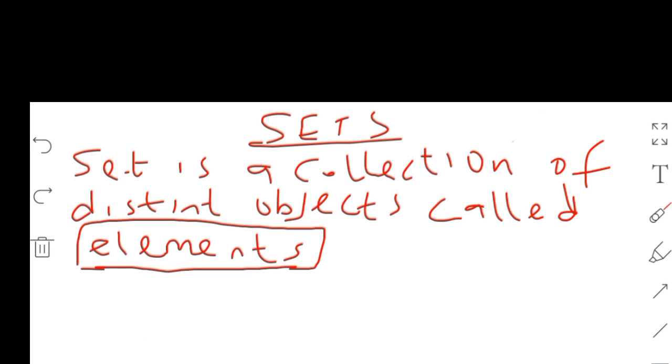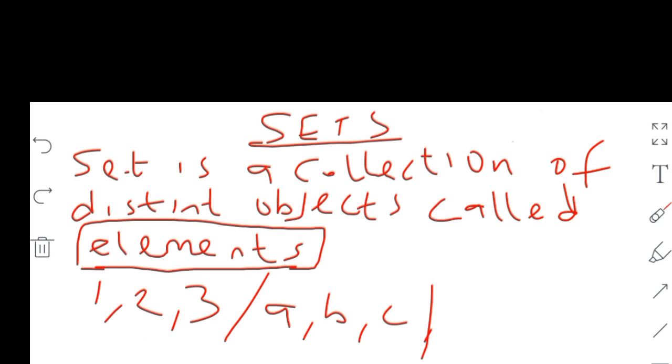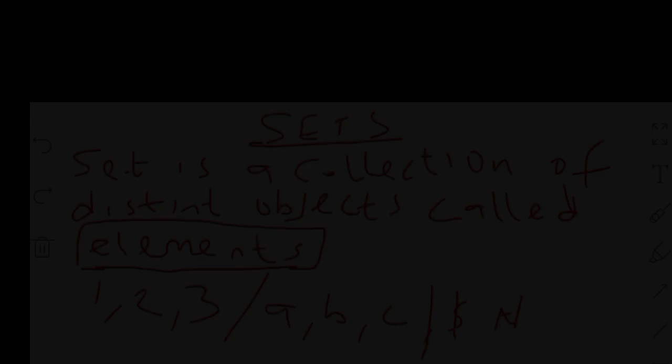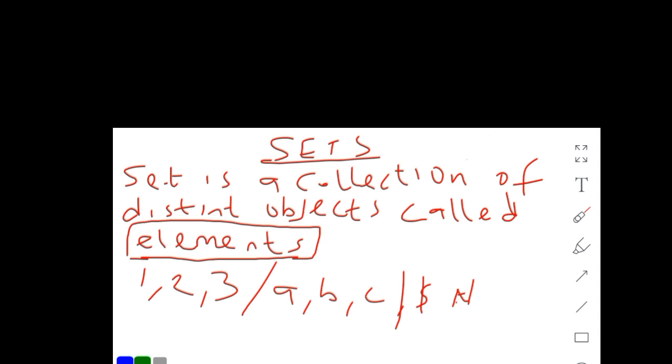Those objects can be numbers, probably 1, 2, 3, or they can be letters, probably A, B, C, or they can also be symbols. We can use symbols, probably dollar or naira sign. So they could be anything. The elements of a set are unordered. We don't care how they are arranged. So the elements, that is those objects in a set, are unordered, that is, in ascending order or descending order, you don't care how it is. Just make sure that it is a set and elements are inside it.